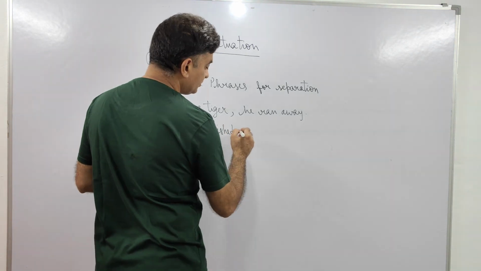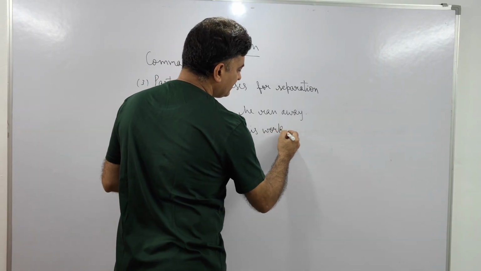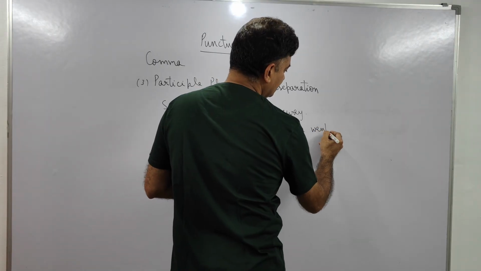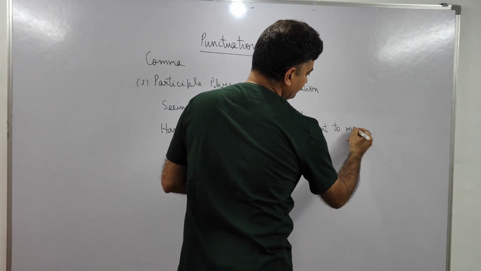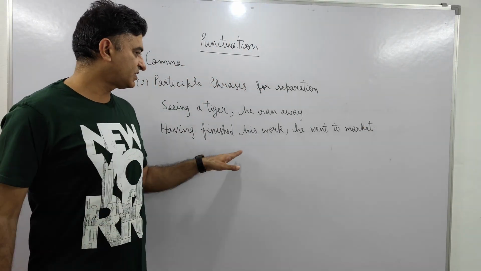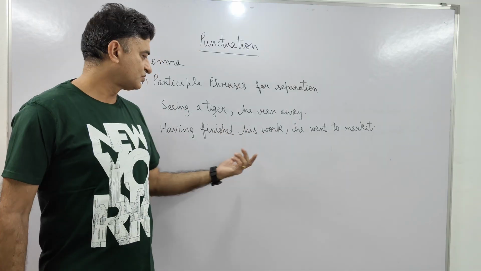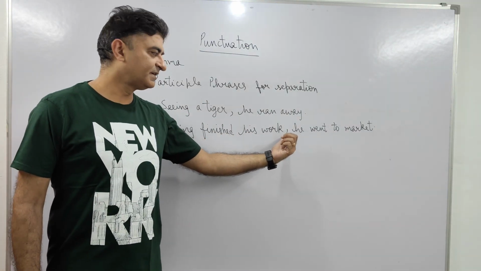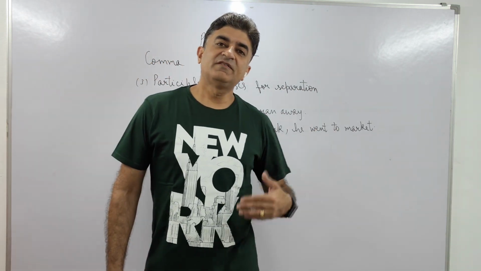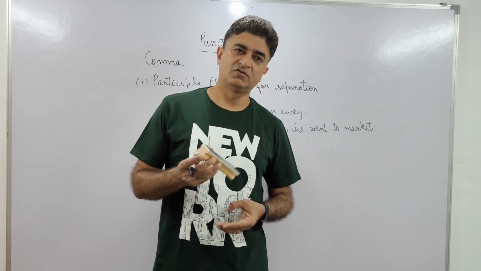Similarly, having finished his work, he went to market. So having finished his work, he went to market. अपना काम खत्म करने के बाद वो market गया. So what we are doing? We are separating the perfect participle with this. So whenever there is a participle separation, we are supposed to make use of a comma.